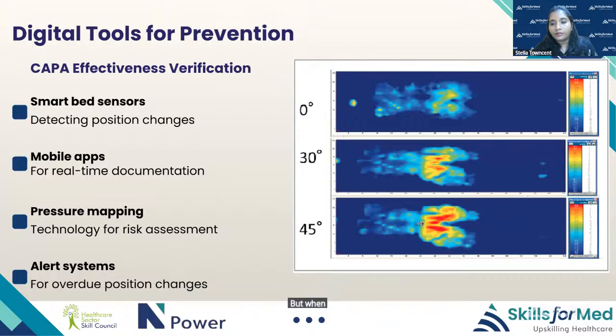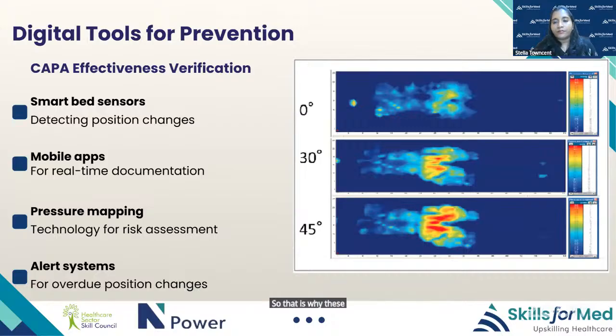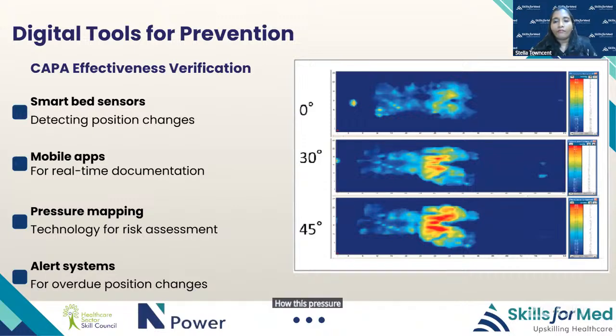But when the patient bed is elevated to 30, you can see how the sacral area is getting red, and at 45, it becomes very intense red. So not only the position of the patient, but how you position the patient in the bed matters. That is why these pressure mapping sensors, some of this I told you, smart beds have these pressure mapping sensors, which can actually alert which position is best for the patient.